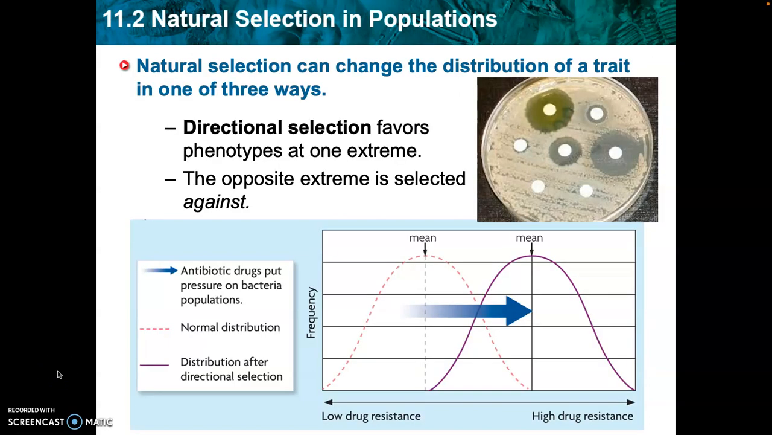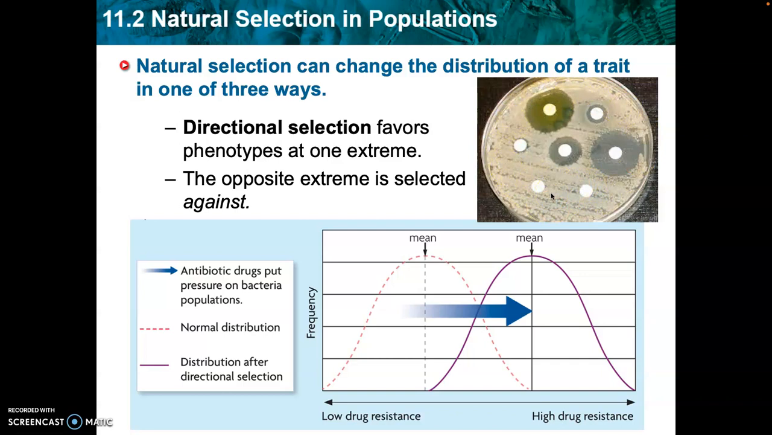Our first example of a type of natural selection is directional selection. So in this example, we have one phenotype at one extreme being favored, and whatever's at the opposite extreme is being selected against. You'll hear that term quite a bit. Selected against just means that it's not beneficial, it's not providing a survival advantage, and in fact, it's actually a disadvantage.